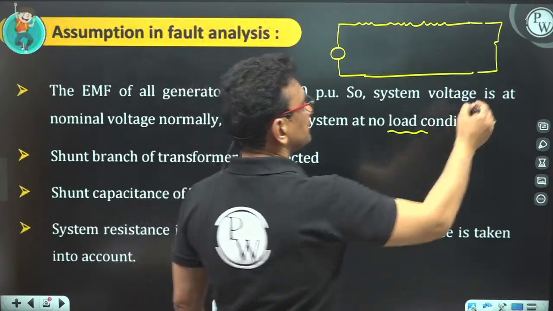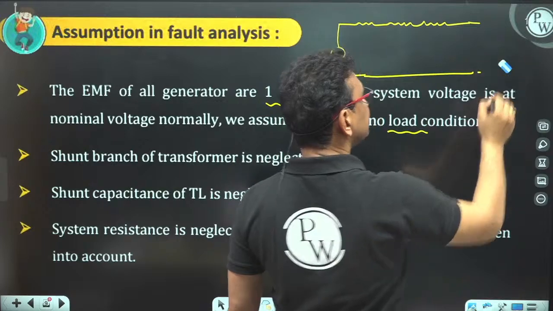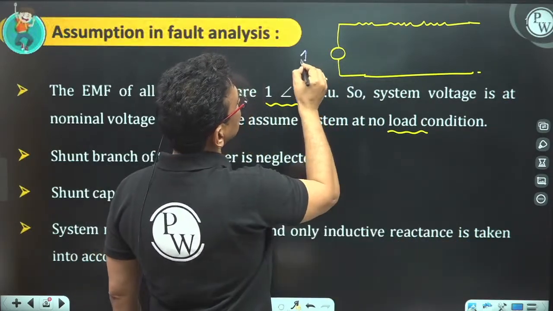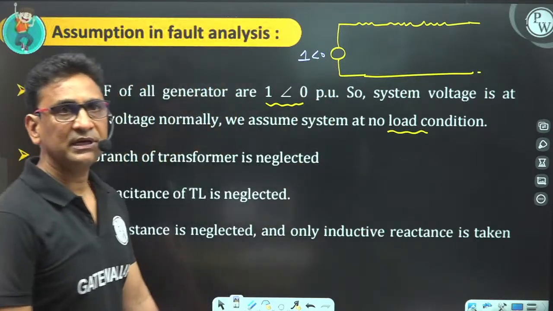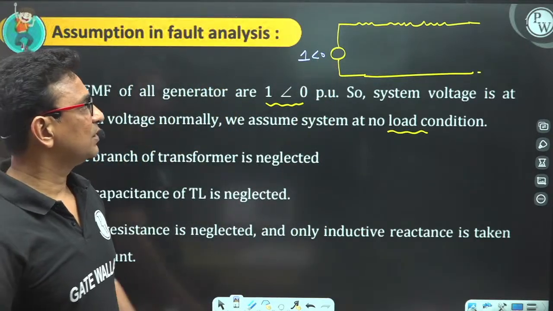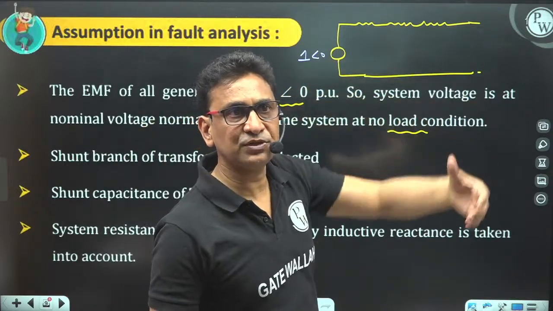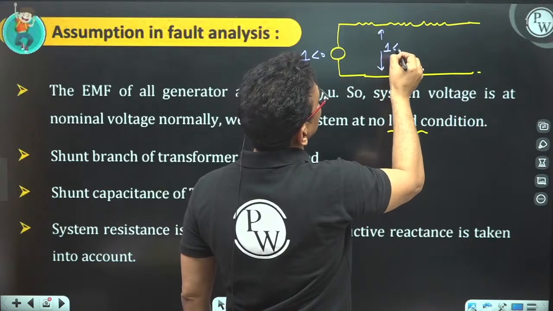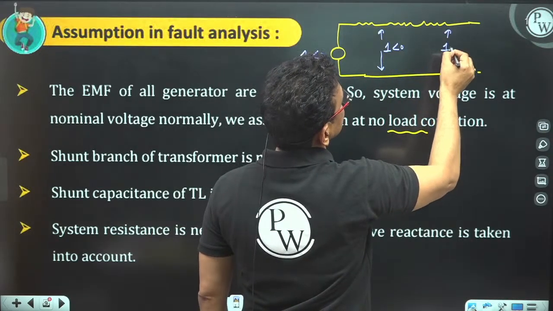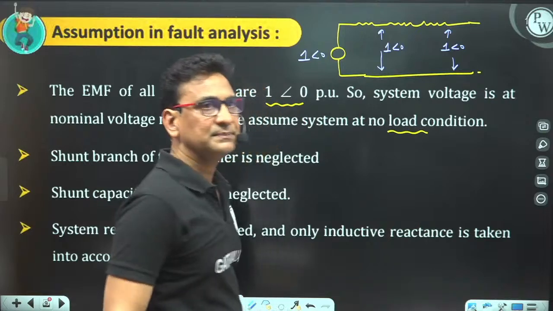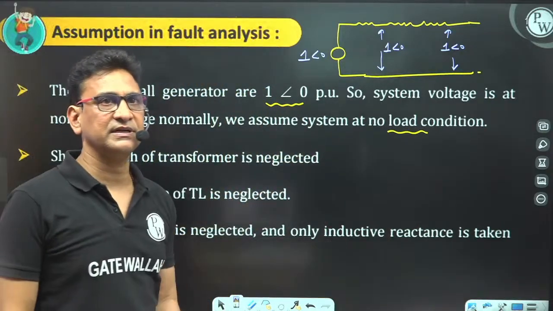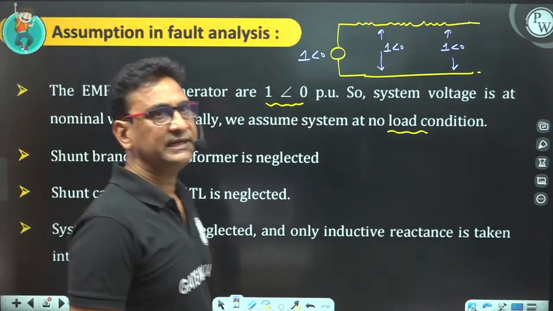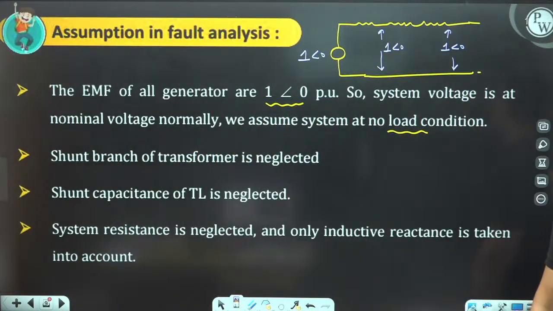Suppose I assume that no current is flowing, that means it is working at no load condition, and the EMF of the source is 1 angle 0, that is the nominal value. Because no current is flowing, there is no voltage drop. So if you find the voltage at any point in the power system, it will be nominal in value only, if you assume that the power system is working at no load condition. This is our first assumption that we take to calculate the fault current.